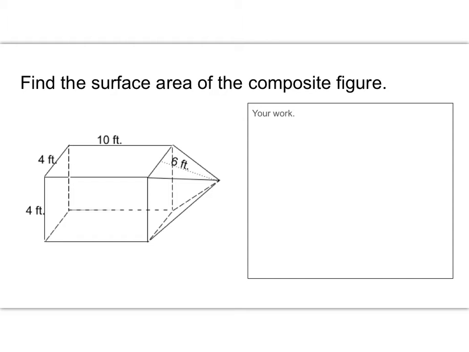So sometimes you may want to find the surface area of a composite shape. That would be where you put two solids together. In this case, we have a rectangular prism and a square pyramid. I'm going to start out by thinking about the rectangular prism.